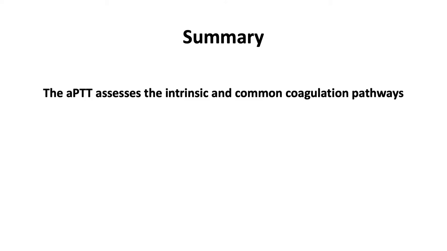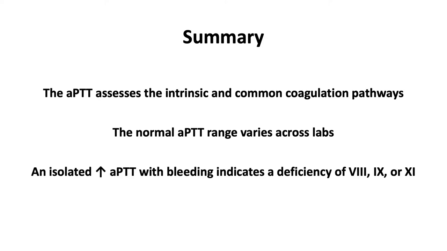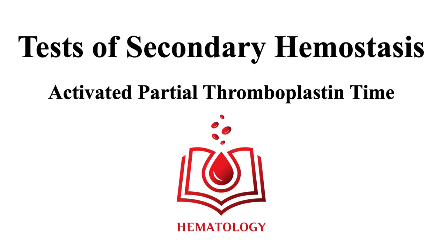In summary, the aPTT assesses the intrinsic and common coagulation pathways. The normal aPTT range varies across labs. An isolated prolonged aPTT with bleeding indicates a deficiency or inhibitor of factors 8, 9, or 11. This ends our video on tests of secondary hemostasis, the activated partial thromboplastin time.